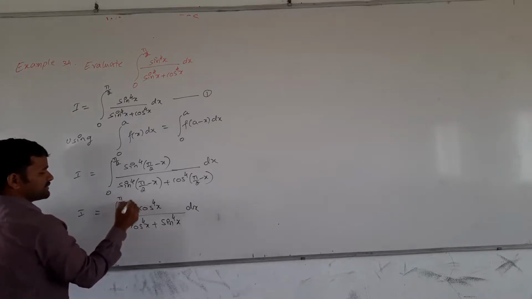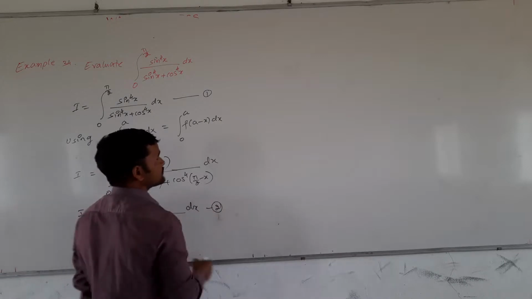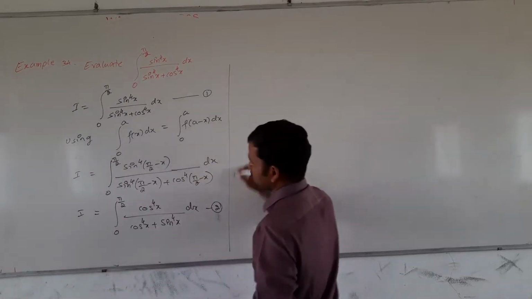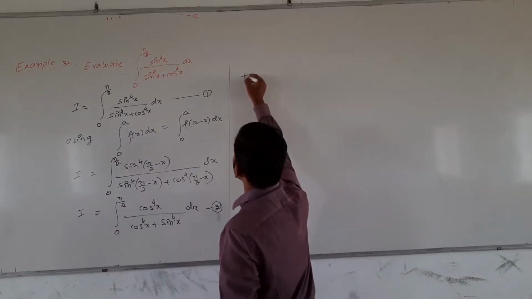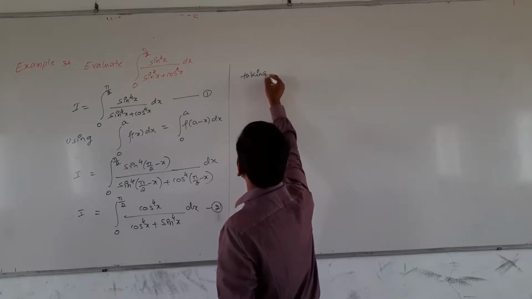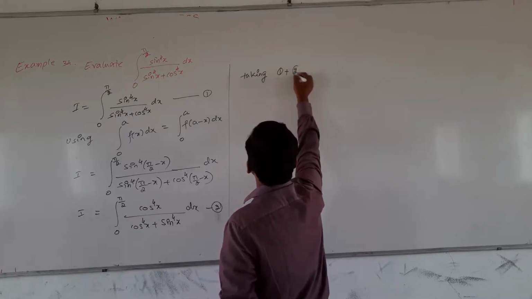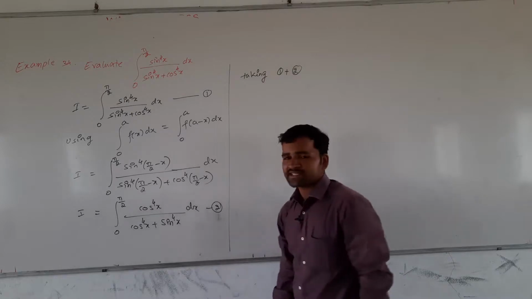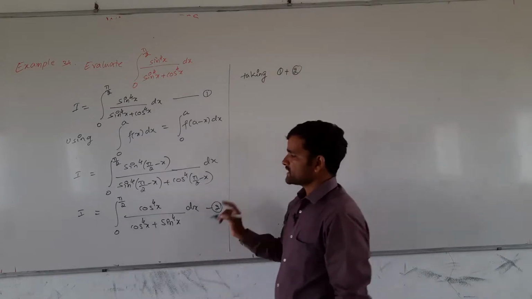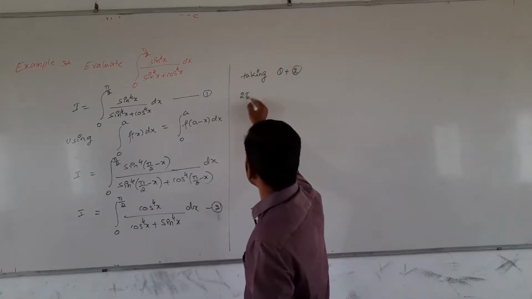From 0 to pi by 2. Let me name this as equation 2. Now what I do, I will add equation 1 and 2. Taking equation 1 plus equation 2, what happens to the left hand side? Left hand side I plus I is there. I plus I become 2i.